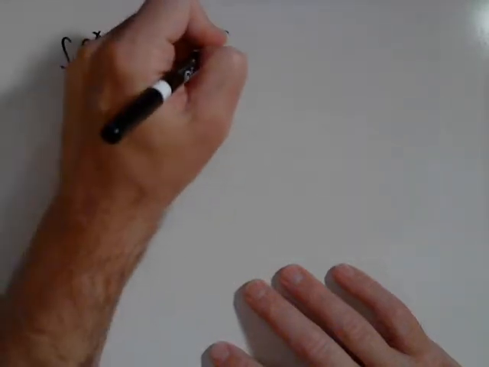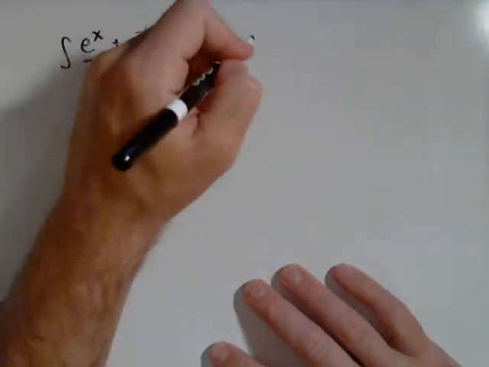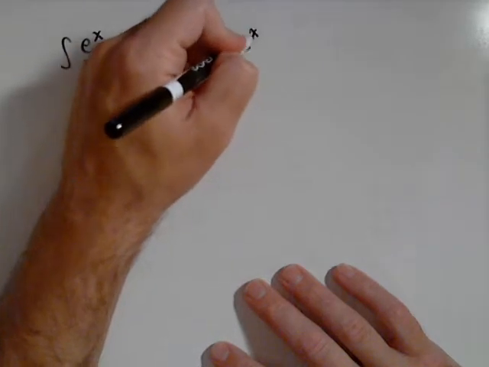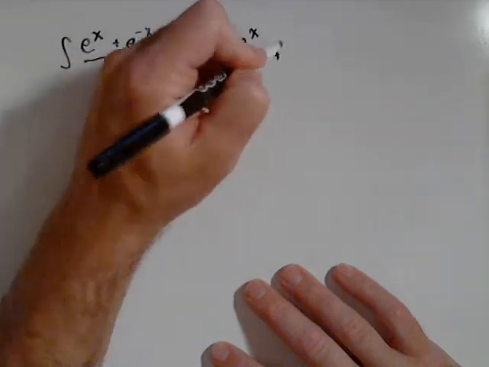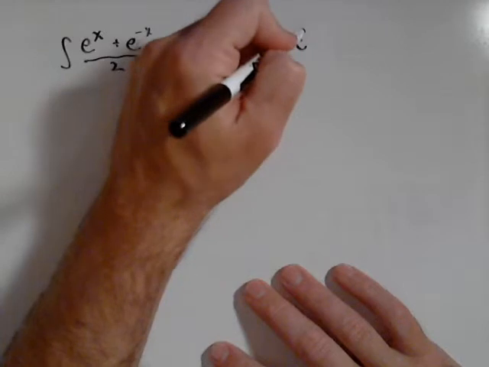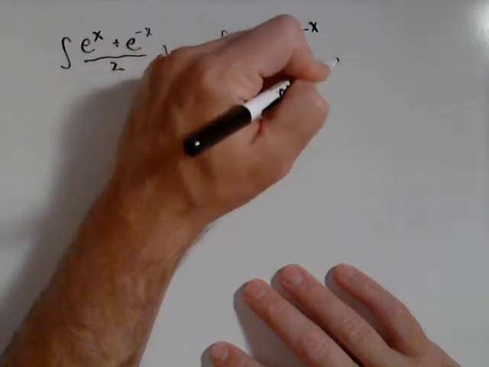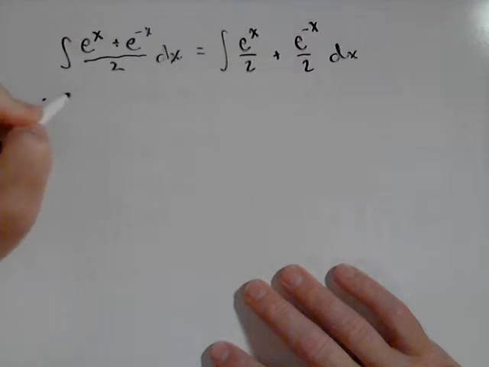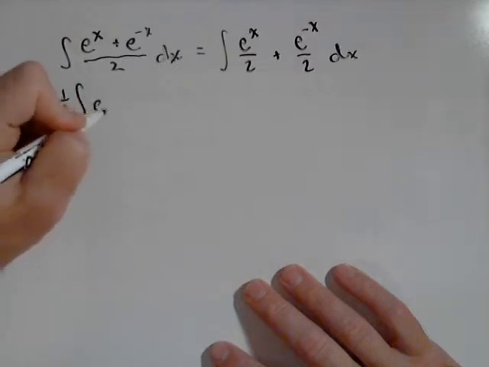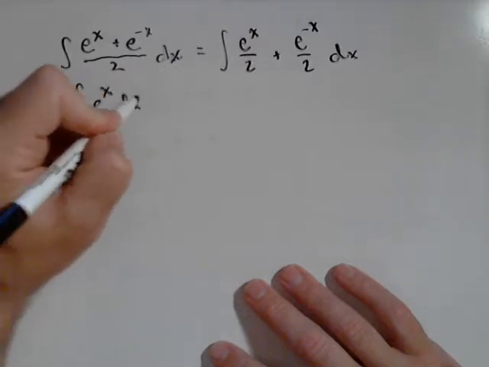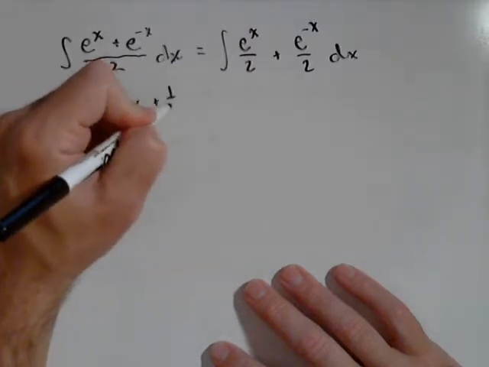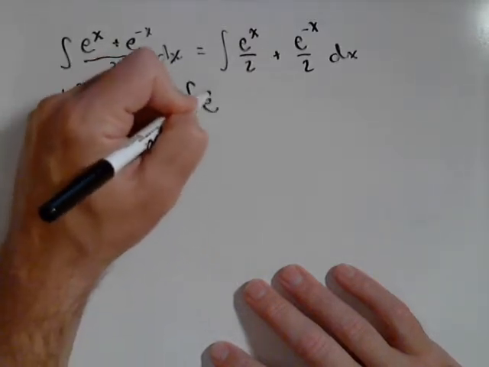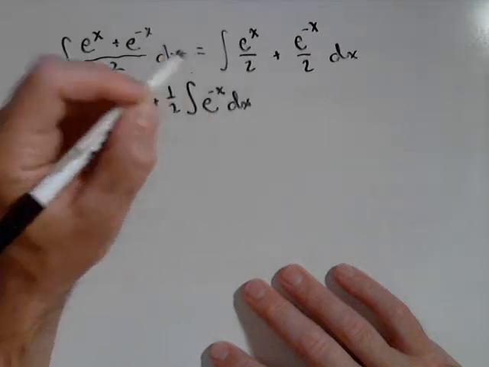Well, we can split up an integral over addition or subtraction. So I could write this as e to the x over 2 plus e to the negative x over 2 dx and do it piece by piece. Now the over 2 is just a constant, so I have 1/2 the antiderivative of e to the x dx plus 1/2 the antiderivative of e to the negative x dx.